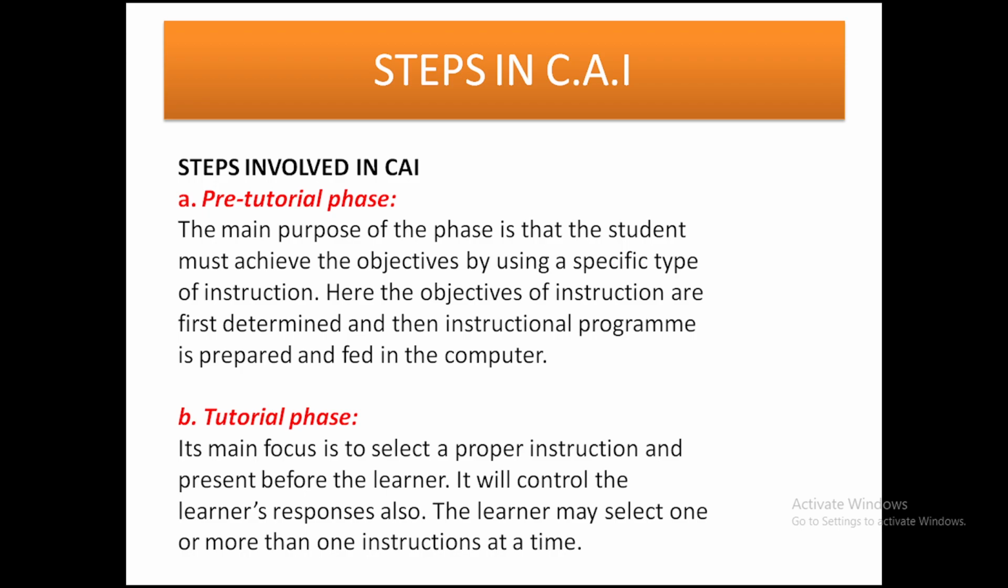Now, steps in computer assisted instruction, or CAI. There are two phases. First is the pre-tutorial phase. Here the objective of instruction is set, and the program is prepared and fed in the computer. In the second phase, the main focus is to select the proper instruction and present it before the learner so they can learn.